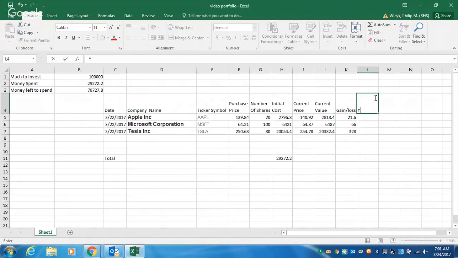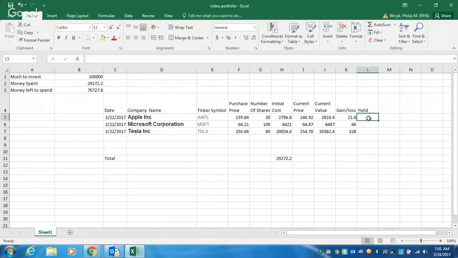All right, last thing we want to go ahead and do is our yield. An easy way to think of yield is how hard your money is working for you. Basically, it is your gain or loss compared to what you started with. It's an easy way to make all stocks comparable and put them on a common denominator.